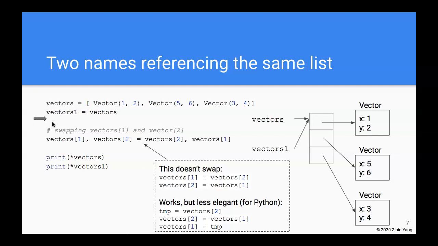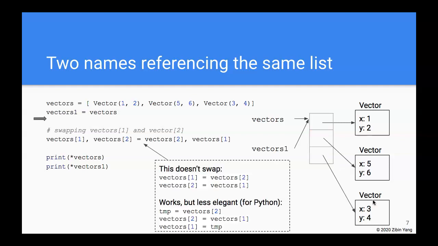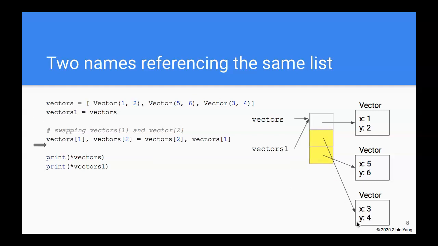Let's step through the code here. What happens when the swap actually happens? Well, the element at vectors at index 1 now points to what the element at index 2 used to point to, which is this one. So this is the original picture: 2 points here, and now 1 would point here, and then the element at index 2 would point to what the element at index 1 used to point to.